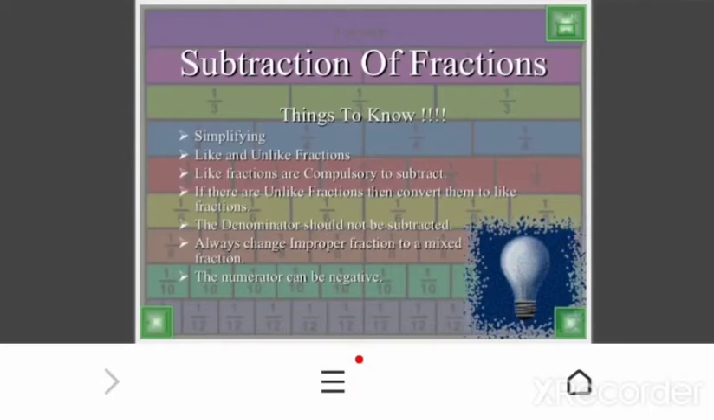Now children, things to know: simplifying, then like and unlike fractions. Like fractions are compulsory to subtract. If there are unlike fractions, then convert them into like fractions. The denominator should not be subtracted. Always change an improper fraction to a mixed fraction. And last, the numerator can be negative also, children.